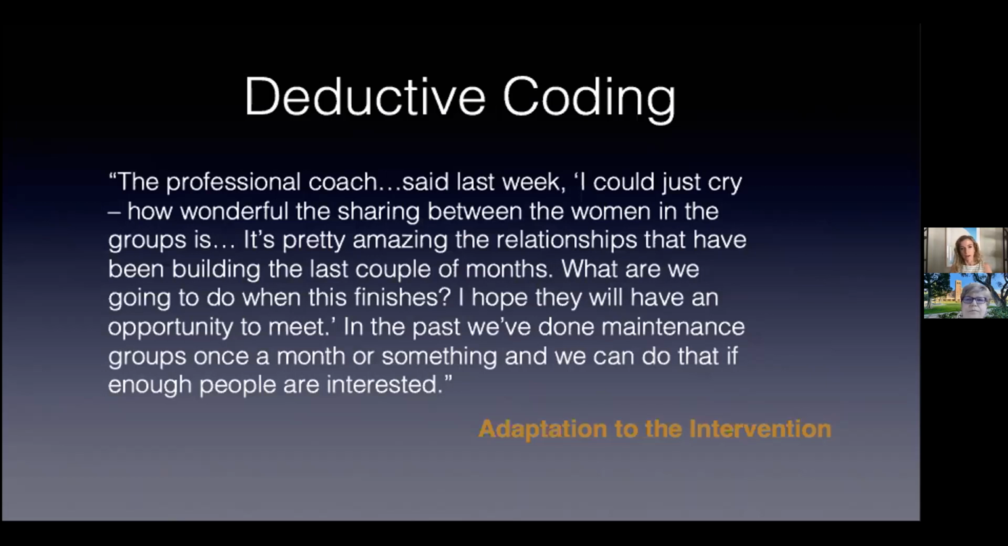This is an example where they had women in these in-person groups together, and the coach leading these groups said, I could just cry how wonderful the sharing between the women in these groups is. It's pretty amazing, the relationships that have been building the last couple of months. What are we going to do when this finishes? I hope they have an opportunity to meet. So the PI was reflecting on that and saying, in the past, we've done maintenance groups once a month or something, and we can do that if enough people were interested. As it turned out, there were enough people interested, and this was something they did because this group of women had really gelled in supporting one another. So that was an adaptation made to that intervention for the course of the study.